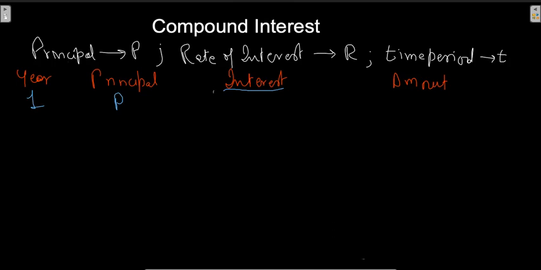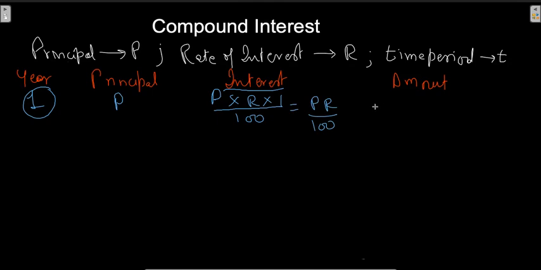So let's figure out what's the interest. If you remember the formula, it is principal into rate of interest into time. Now, what's the time here? It's the first year. Remember, we are calculating it for the first year, so the time period is going to be 1, and all this gets divided by 100. So the interest is PR over 100.